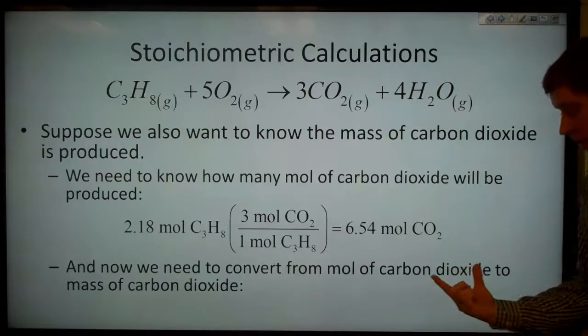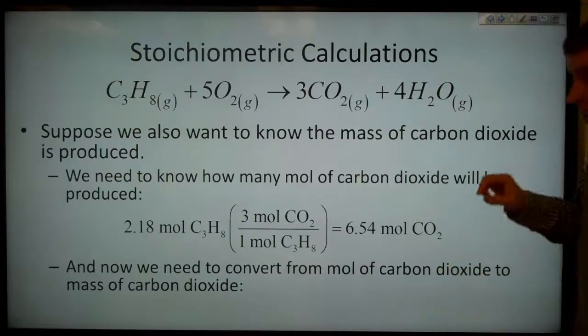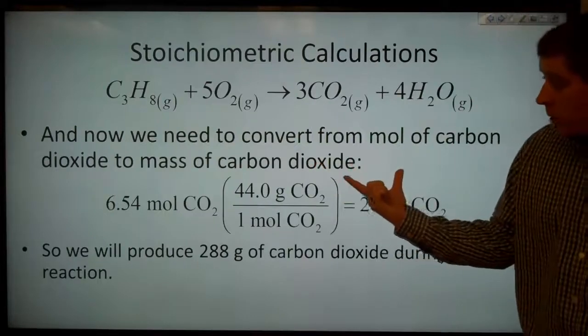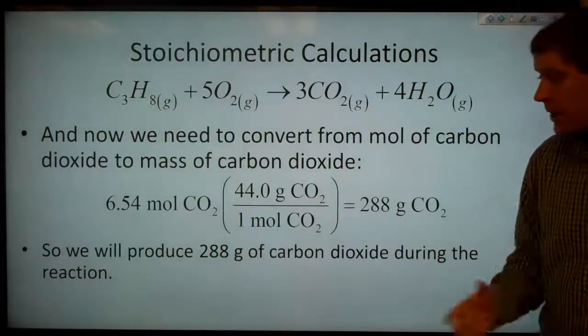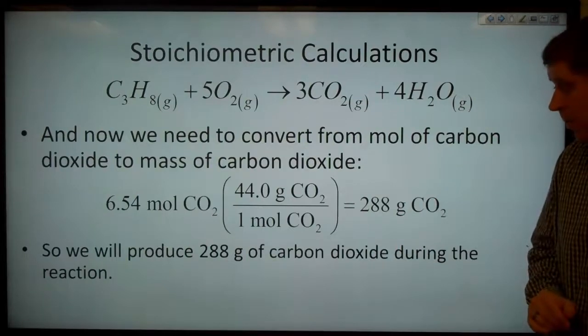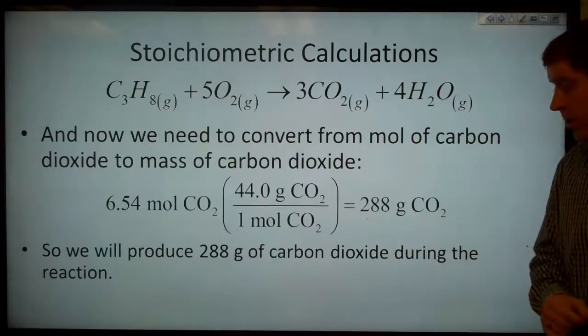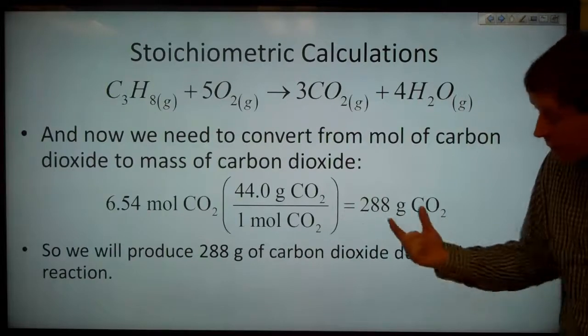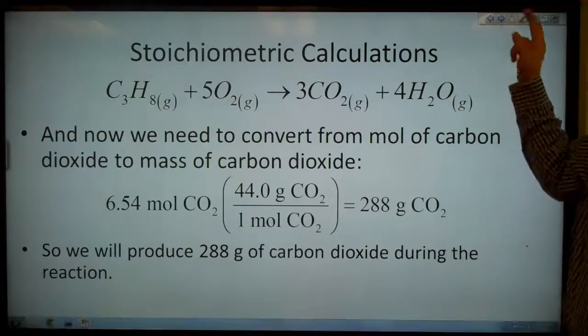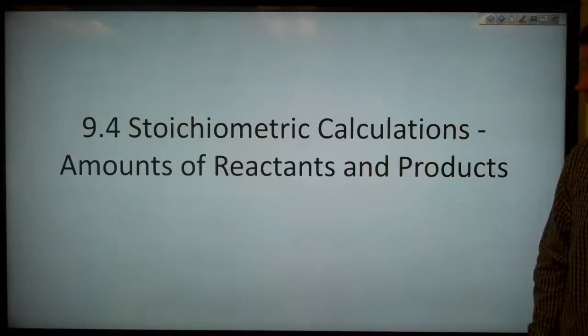And now we need to convert from moles of carbon dioxide to mass of carbon dioxide, so to grams. So we have 6.54 moles of carbon dioxide multiplied by the molar mass, 44.0 grams of carbon dioxide per mole. We end up with 288 grams of carbon dioxide. So we will produce 288 grams of carbon dioxide during our reaction. And that was stoichiometric calculations, amounts of reactants and products.